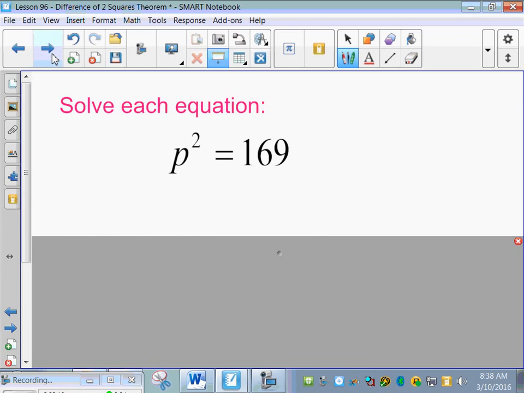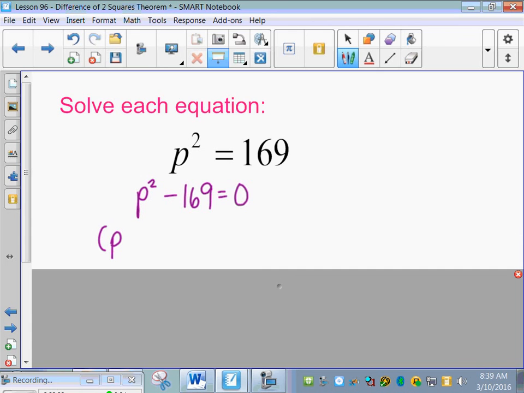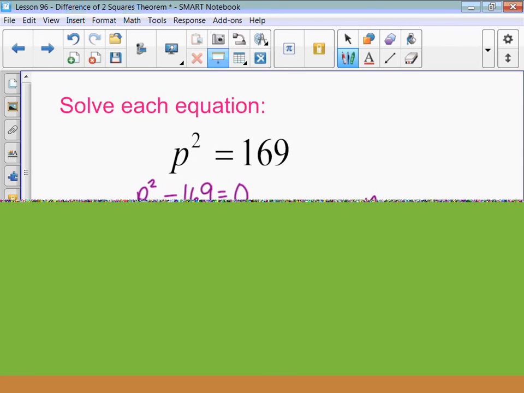So there we go. All right, so let's solve each equation. So I'm going to set it equal to 0 first, which means I'm going to move it to the other side so it becomes negative 169. So we're going to factor it. Anyone know what the square root of 169 is, Corey? Very good. Plus 13 and minus 13. So our solutions are negative 13 and positive 13.